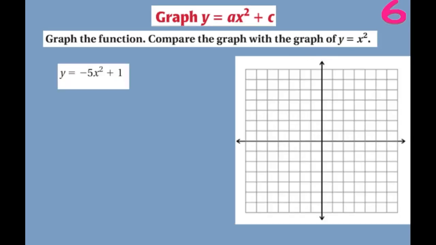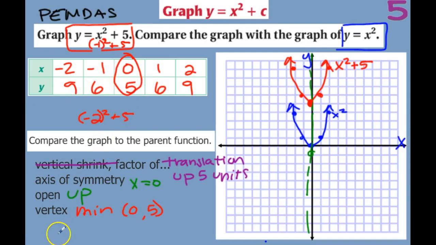We're going to do one more like this. Now this is going to be more like what your homework looks like, because I'm not going to provide you the table and all of these words. You're going to have to write the words down yourself. There are 1, 2, 3, 4 things we always compare: stretch or shrink, axis of symmetry, which way our graph opens, and our vertex.